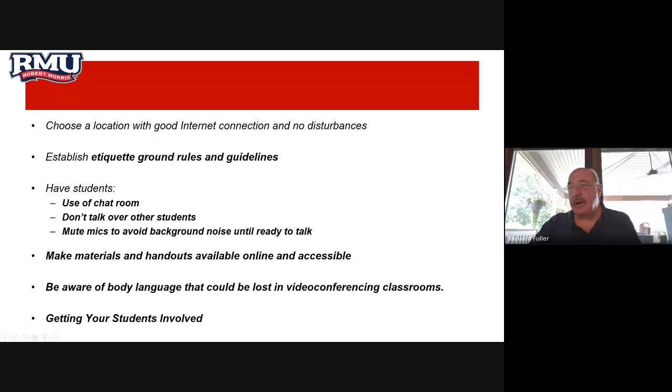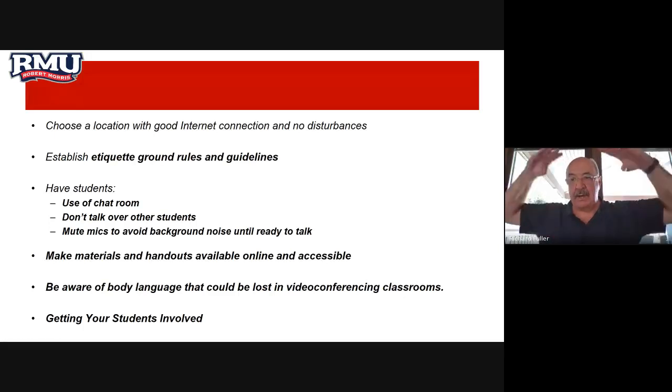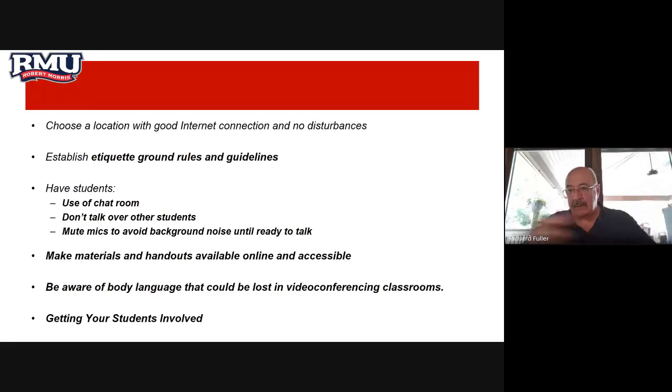Be aware of your body language that could be lost in video conferencing classrooms. Right now, you are only seeing me from here up. You don't know what's going on or what I'm doing. So I'm making hand motions you can't see. Be careful that the things that you think are being communicated with body language as you do in the face-to-face, they get lost in the video conferencing or the Google Classroom synchronous.